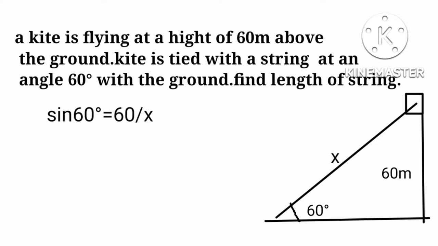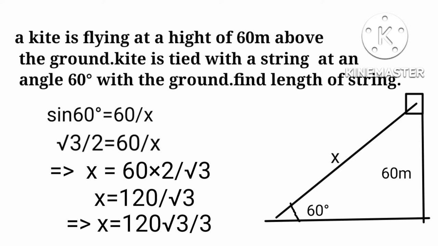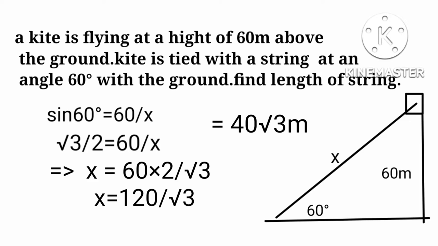Taking sin 60 degrees equals 60 upon x, square root 3 upon 2 equals 60 upon x, which implies that x equals 60 into 2 whole upon square root 3. Therefore, x equals 120 upon square root 3, which implies x equals 120 square root 3 upon 3 equals 40 square root 3 meters.